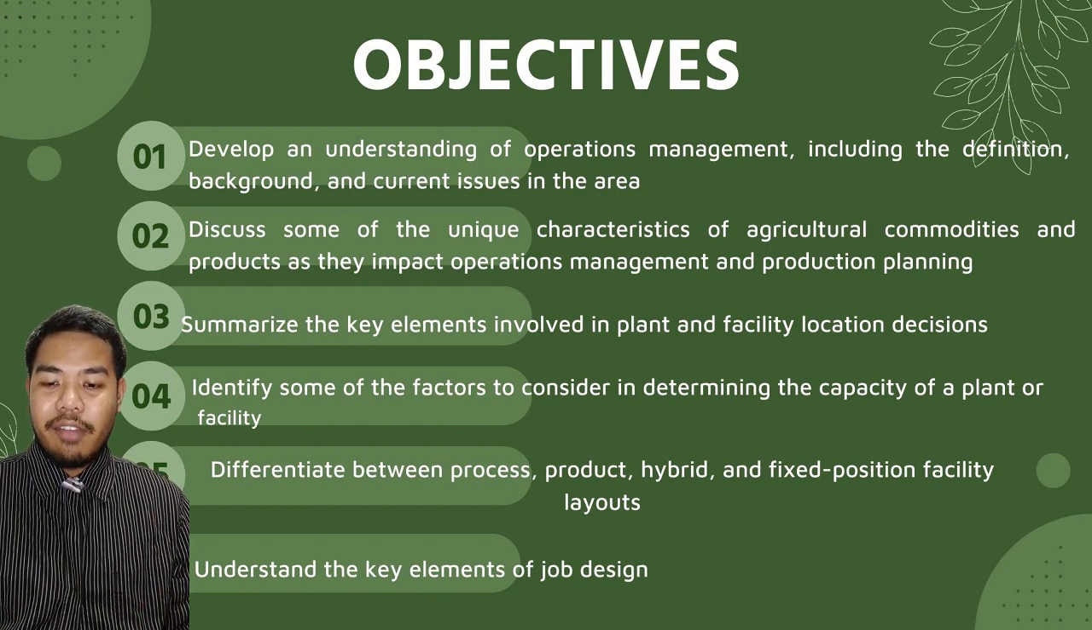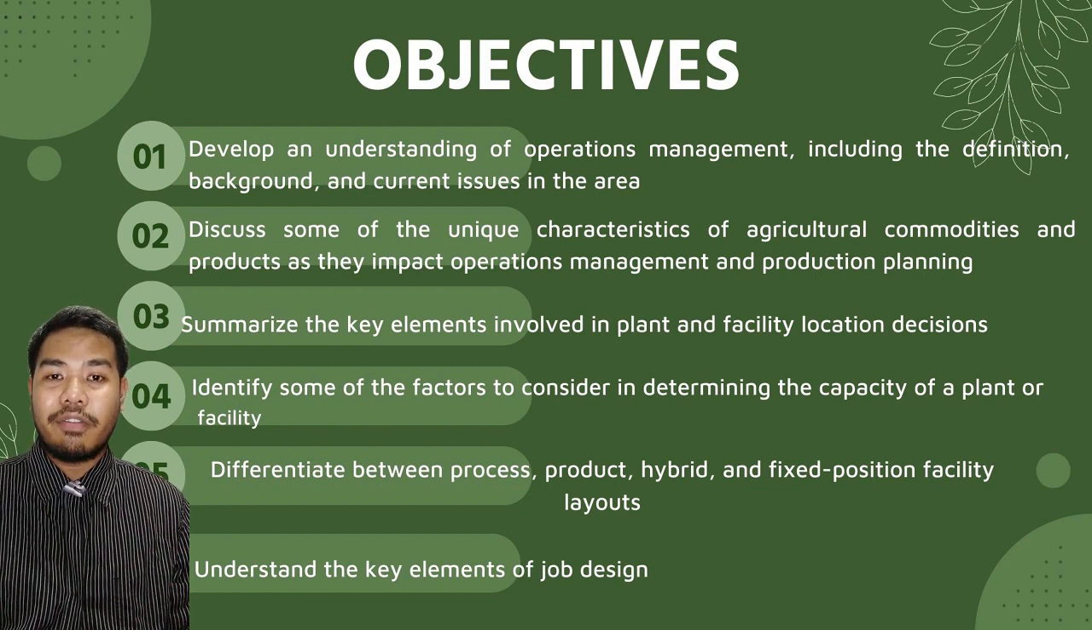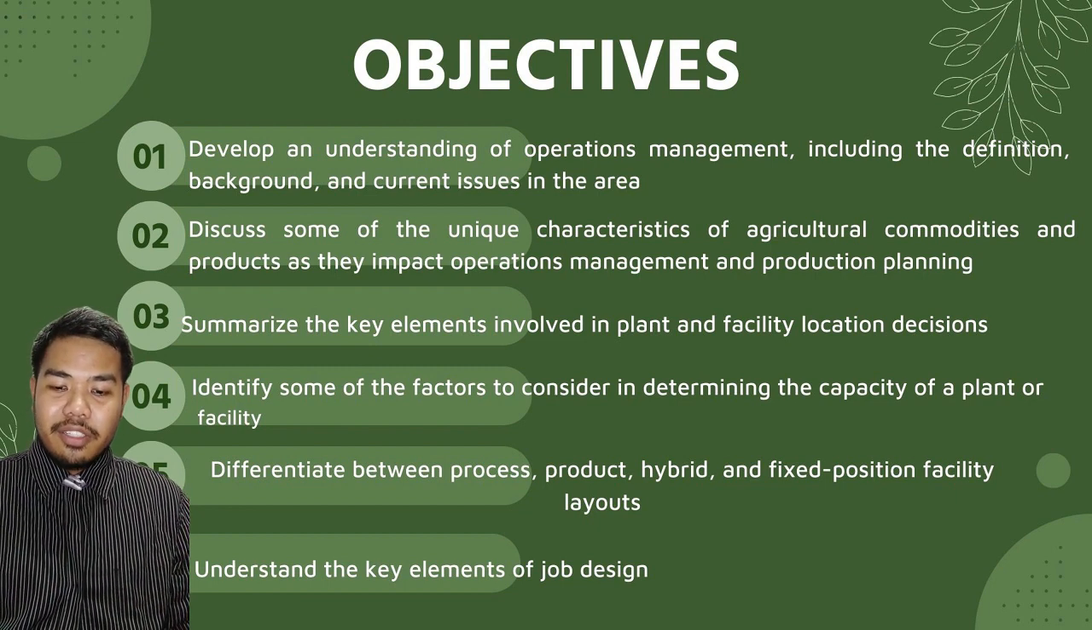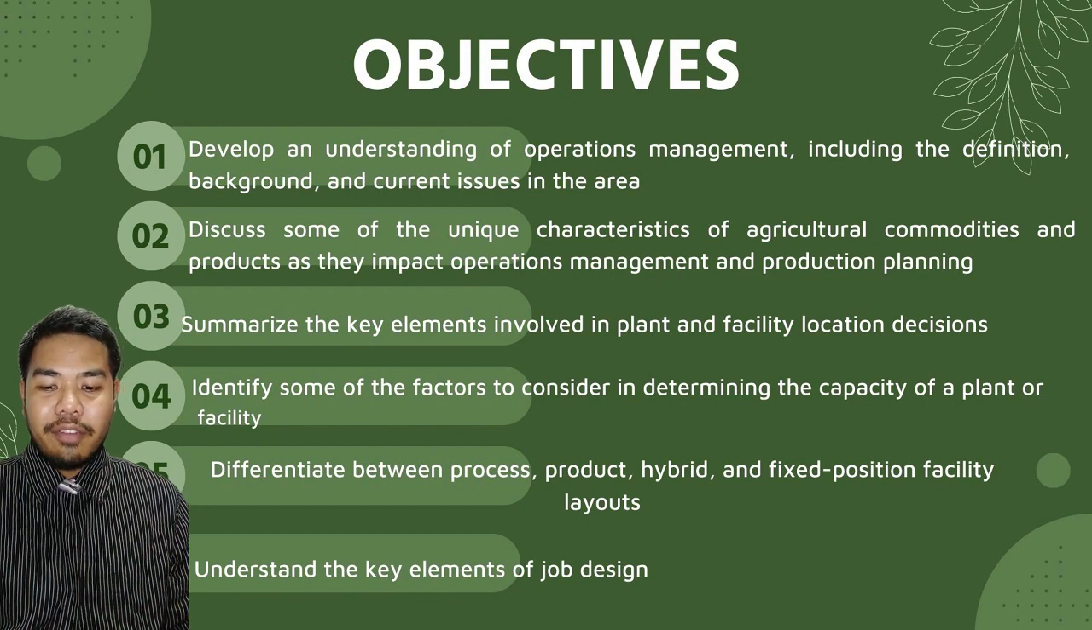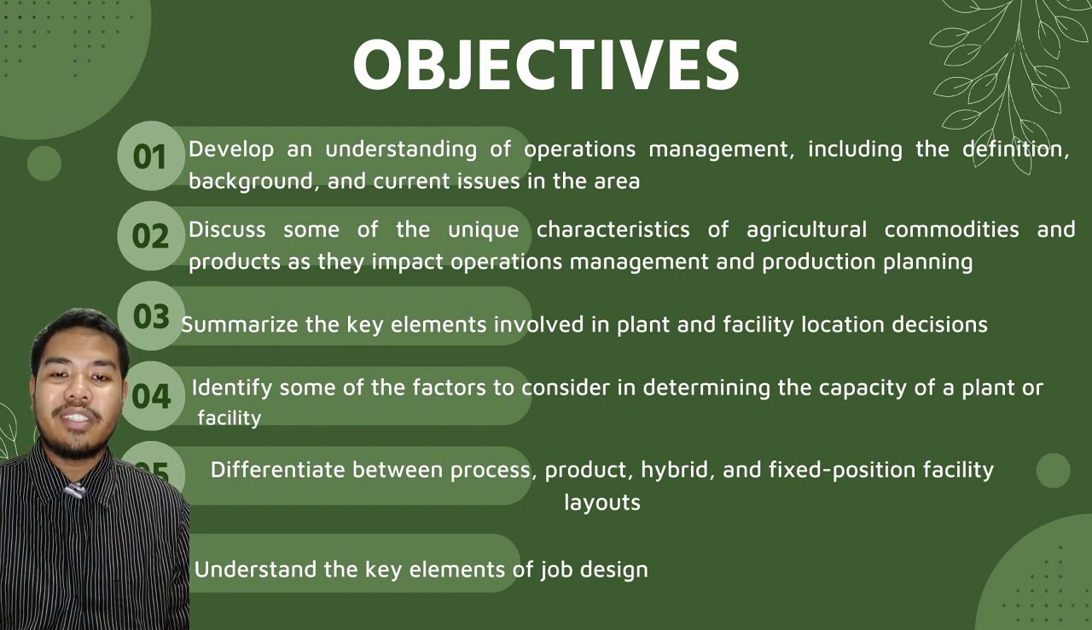Fourth, we have identified some of the factors to consider in determining the capacity of a plant or facility. Fifth, to differentiate between process, product, hybrid, and fixed position facility layouts, and last, we have to understand the elements of the job design.